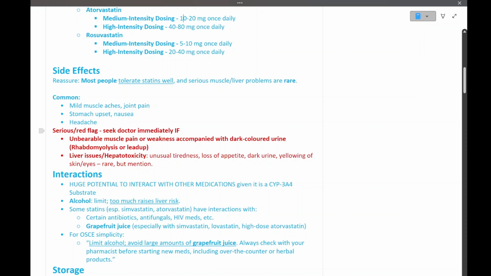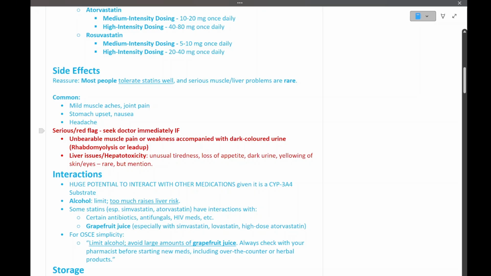Now, some side effect profile of statins. Most people generally tolerate statins well, and serious muscle or liver problems are rare. The most common side effects of statins include mild muscle aches and joint pain. Other side effects could also include stomach upset, nausea, or headache. These side effects are usually mild, but the patient should contact their doctor if the side effects persist or become unbearable.